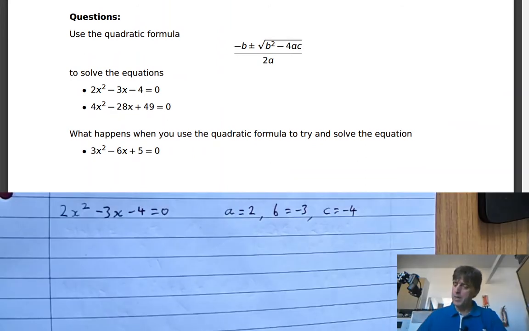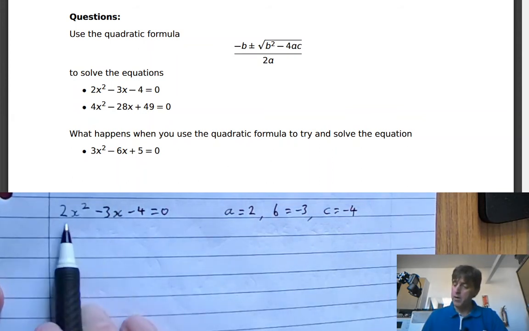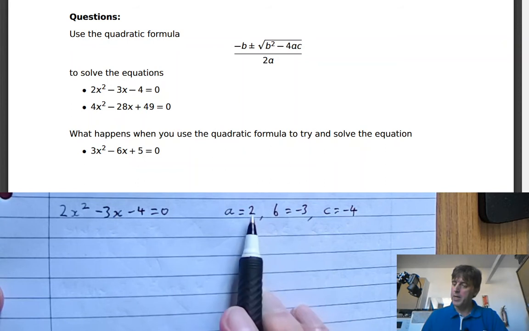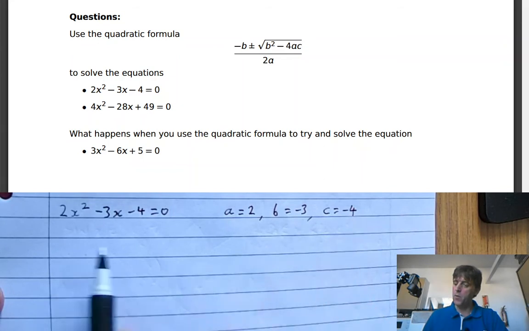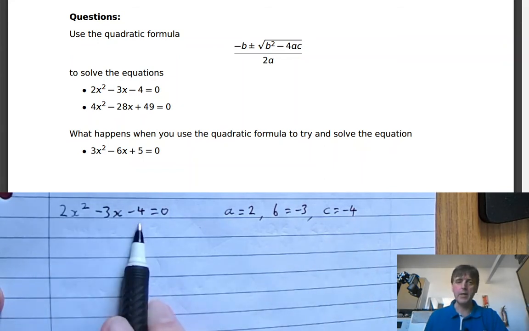Okay then, let's see how these ones are going to work. So the first equation that we've got here, I've already written it down, and I've worked out by looking at the coefficients that a is 2, b is -3, and c is -4. So the 2, the -3, and the -4 here.